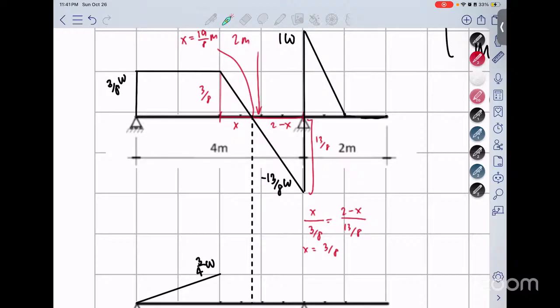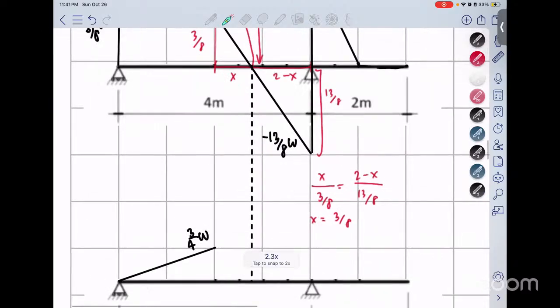Wait, sorry. So 3/8 times 3/8 divided by 2 plus 3/4, we get 105 over 128.